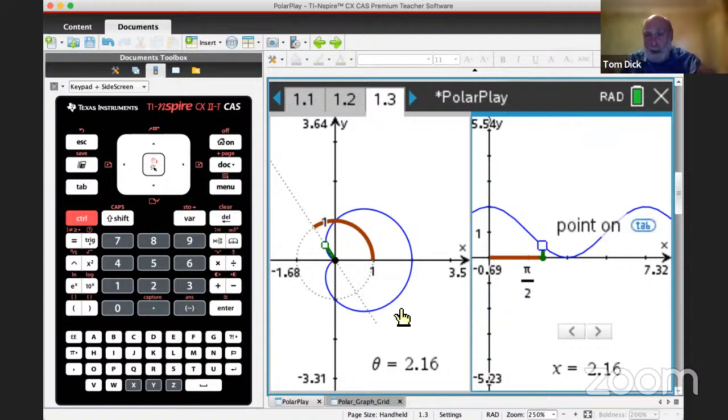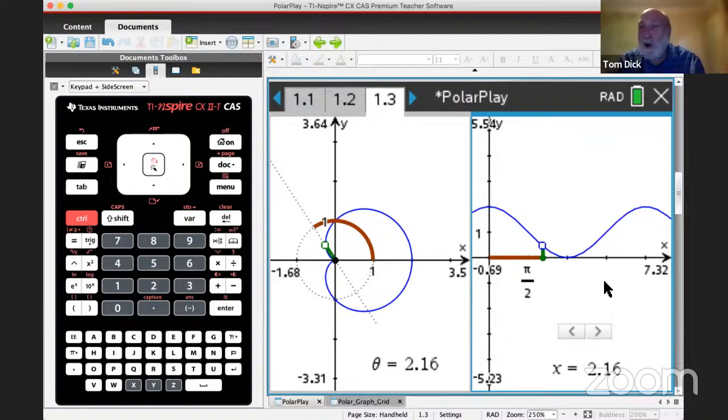So I thought that was really cool. It really brings home that what the graph of a function looks like is really going to depend on your coordinate system. We can take the exact same expression, and when we graph it in polar coordinates, we get interesting shapes like a cardioid. And over here, we're getting a sinusoidal graph.